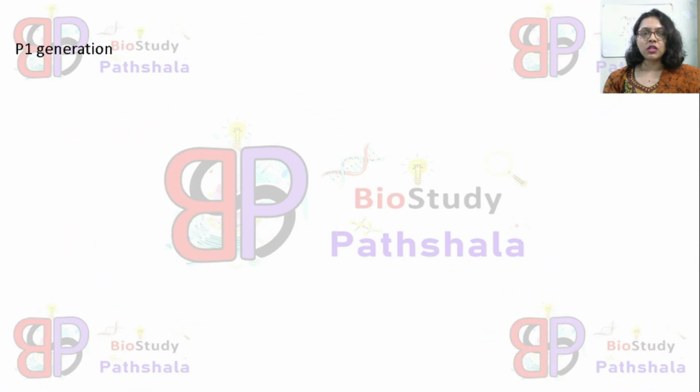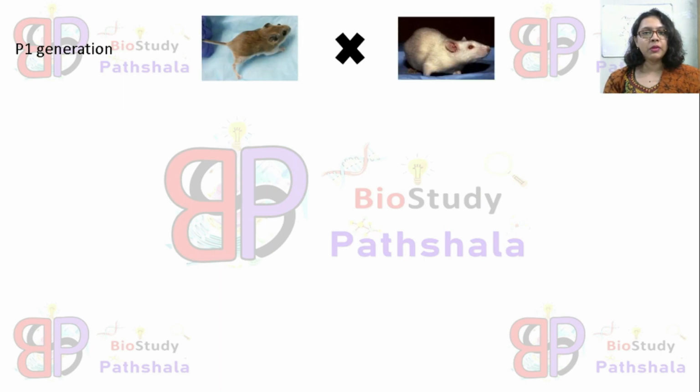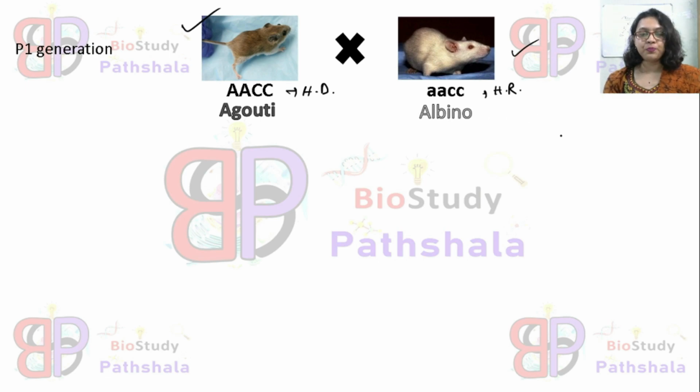So in the P1 generation, one agouti mouse is crossed with one albino mouse. This agouti mouse has the genotype capital A, capital C, that is all homozygous dominant, and its phenotype is agouti. The albino mouse has the genotype small a, small c, that is homozygous recessive, and the coloration is albino.